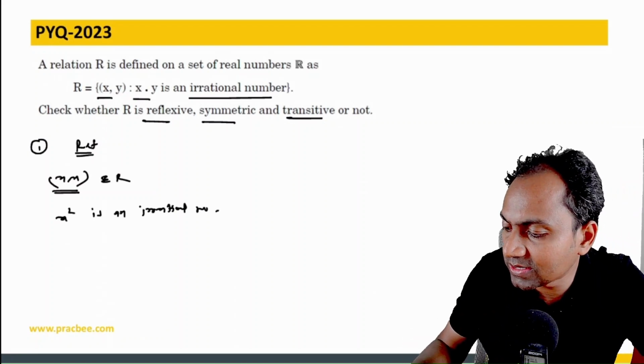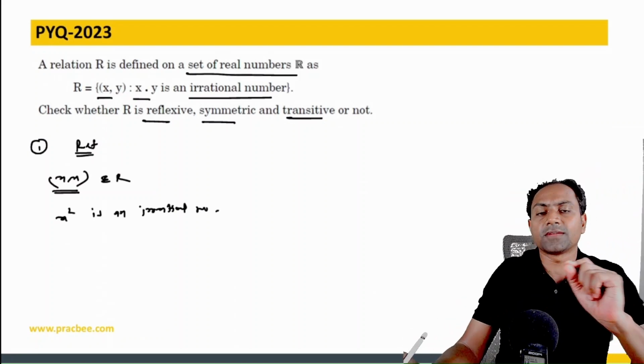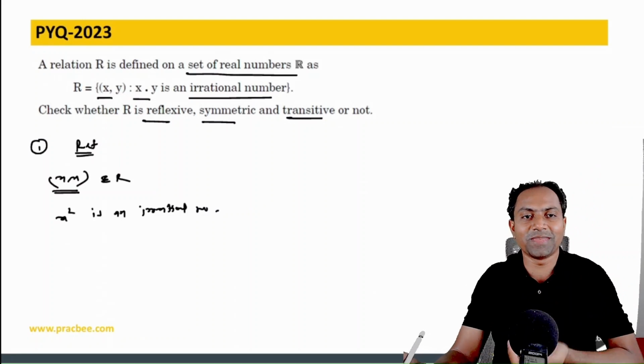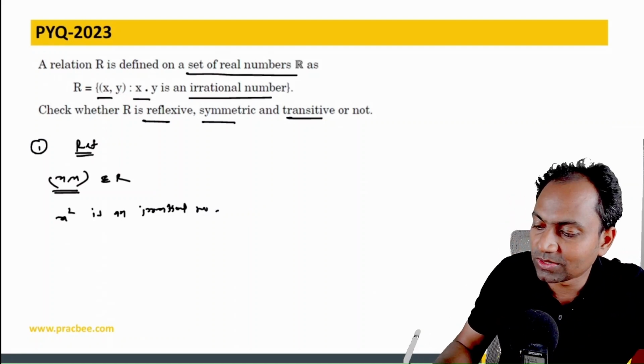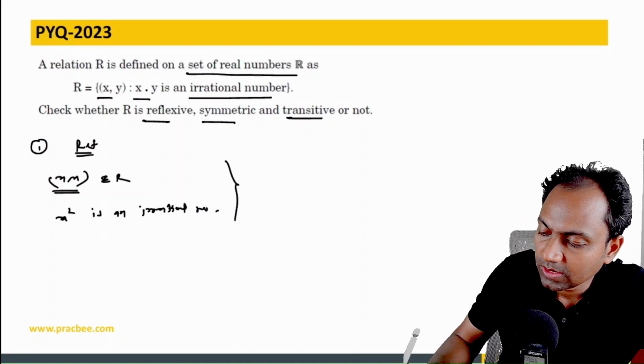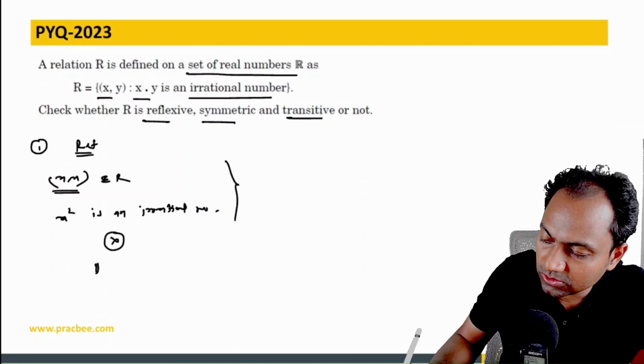Now, this is a set defined on real numbers. We can see that if I take the value of x as 1, then 1 squared will not be an irrational number. So this statement becomes false. And since this statement is false, this is not reflexive.